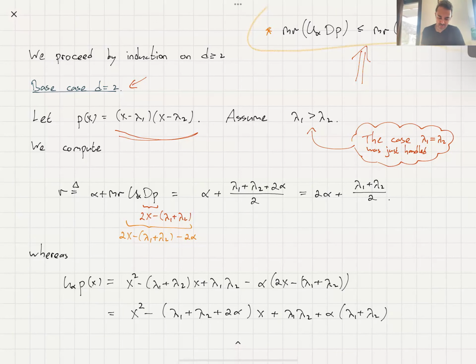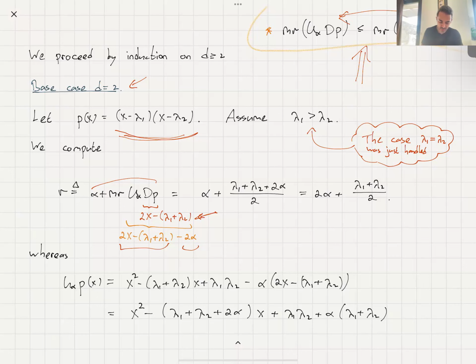So first of all, if we just move this alpha here, let's look at this new left-hand side, which is this thing. Let's call it R, and let's compute it. So what's R, which is alpha plus the maximum root of U alpha dp? Okay, so P is this polynomial. Again, the base case is going to be just a calculation. So dp, you can differentiate a degree 2 polynomial, it's this expression. And U alpha of that, you should differentiate again and substitute and multiply by alpha. But the differentiation of that is just 2. So you get what we had before, minus 2 alpha.